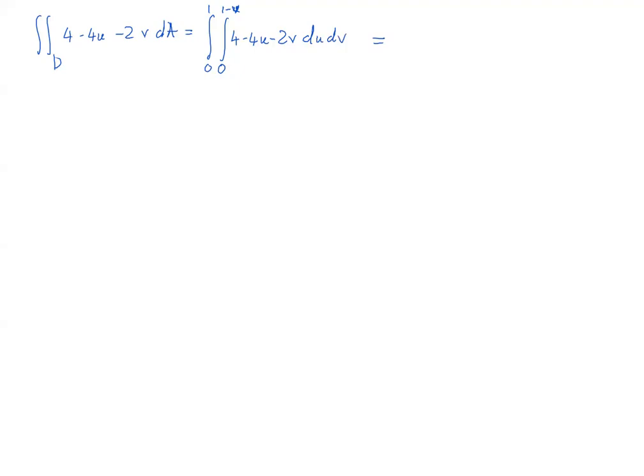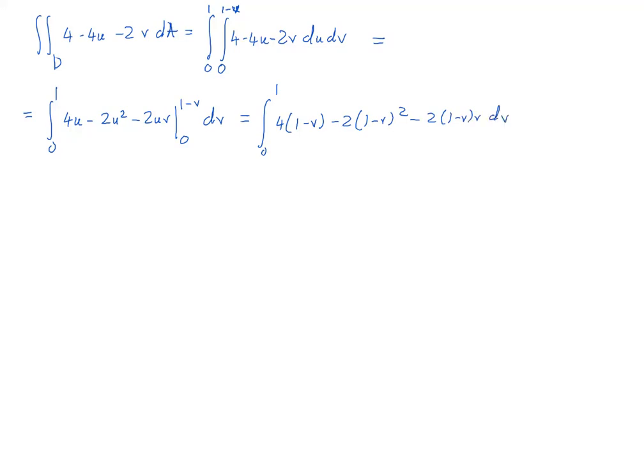Okay, so let's do my integration with respect to u. So I will have what? I will have 4u minus 2u squared minus 2uv, and that will be from 0 to 1 minus v, and dv, which will give us the integral from 0 to 1 of 4 times 1 minus v, minus 2 times 1 minus v squared, minus 2, 1 minus v times v, dv.